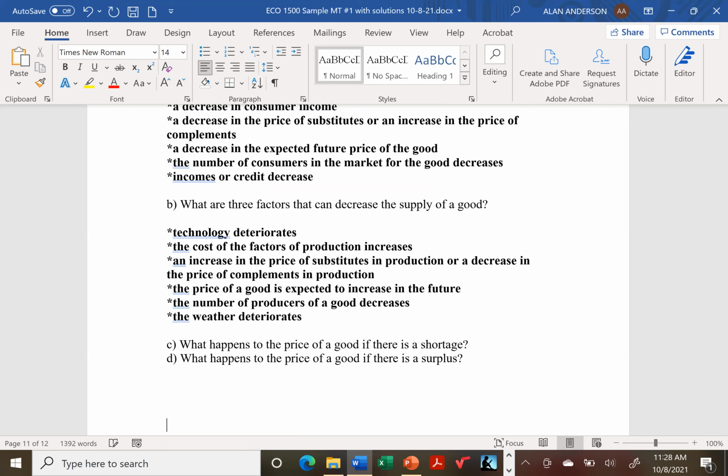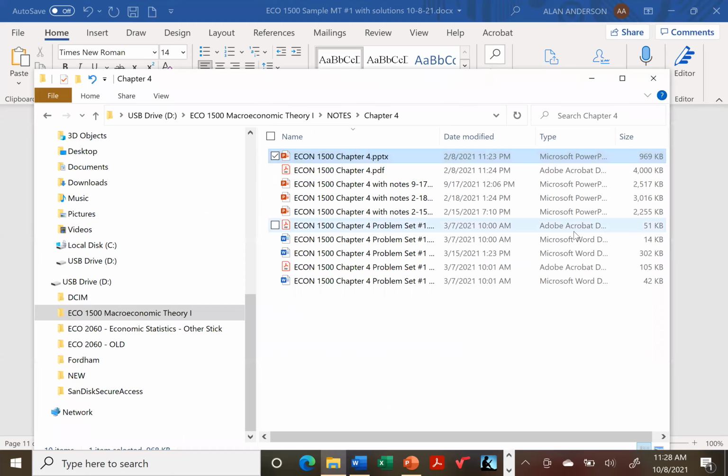For example, recently we had a lot of flooding in different parts of the country, and that certainly would have affected the supply of any goods that were being produced in those areas, regardless of whether they're directly related to agriculture.